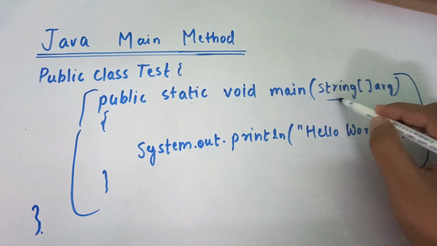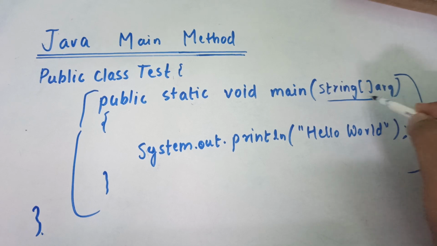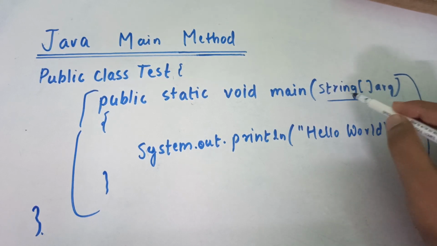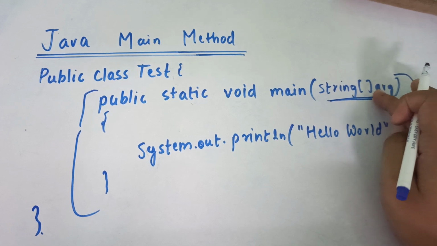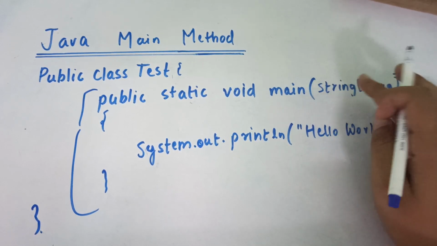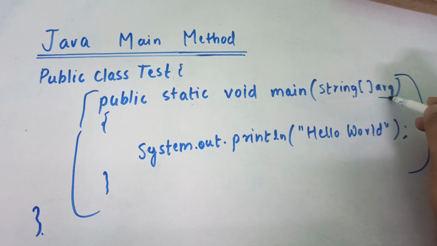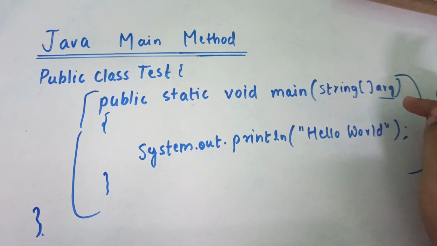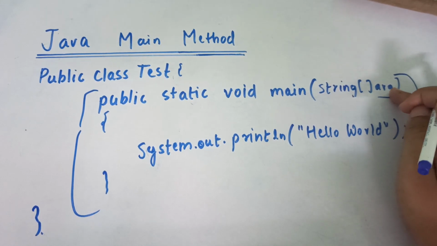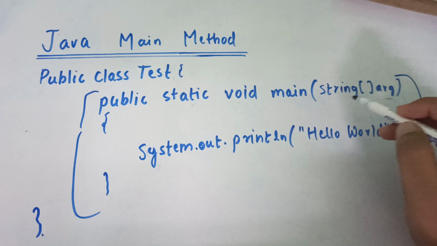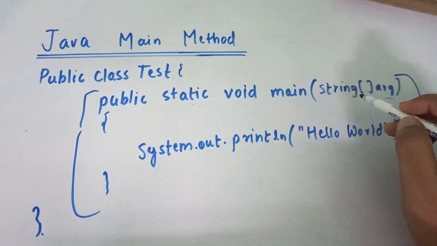First of all, this one is a string array. You cannot change the type of the parameter, but you can change the string array name. So you can change it to my string argument or anything. You can change this array name, but you can't change the data type of the array.